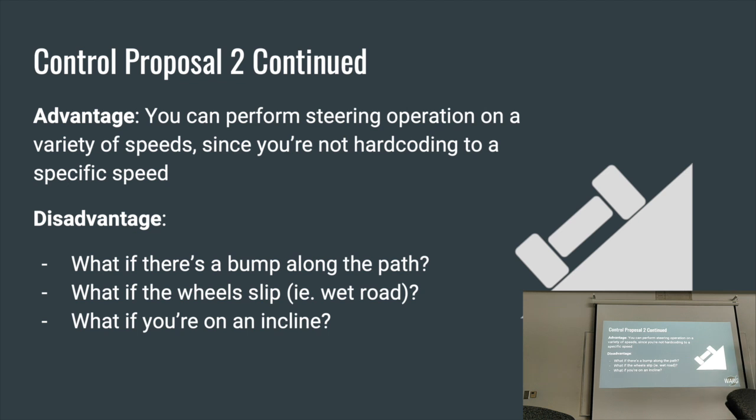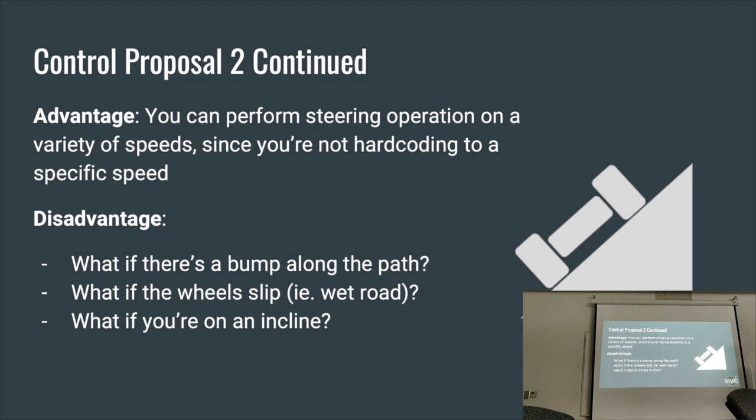The disadvantage, so let's start thinking: what if there's a bump along the path? What do you guys think would happen? Yeah, it'll throw something off. You're probably not going to end up at that 90 degree turn when you finish. You might end up somewhere else.